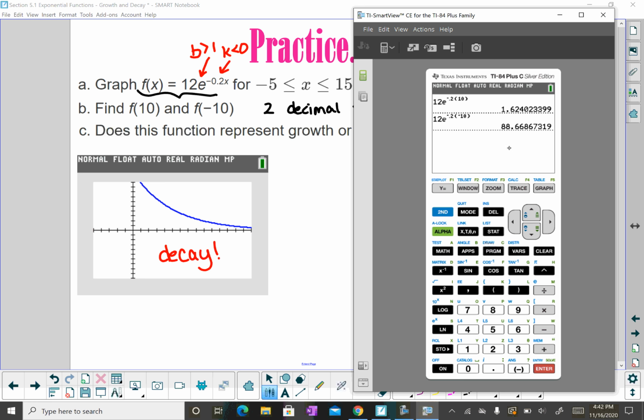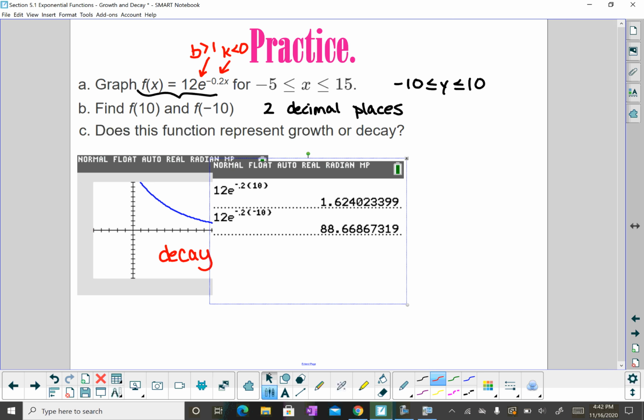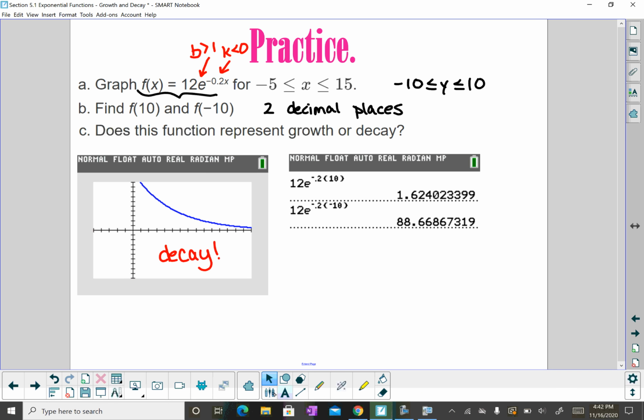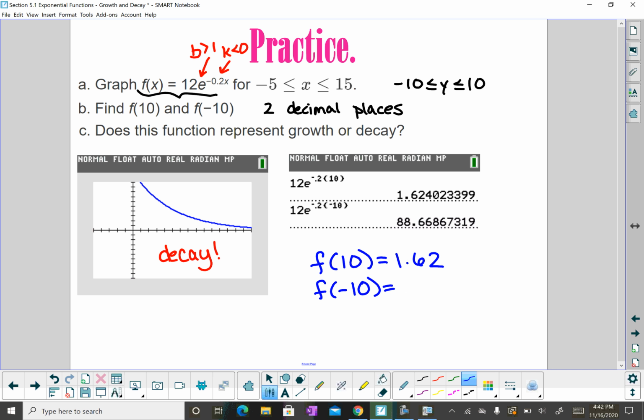So now if I'm going to round those to 2 decimal places, my answer for f of 10 evaluates to 1.62, and f of negative 10 evaluates to 88.67. And again, this is an exponential decay function. That's our answer to part C.